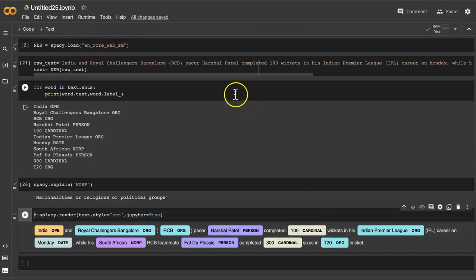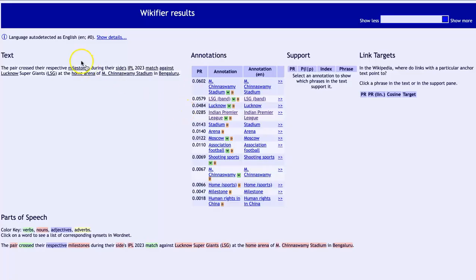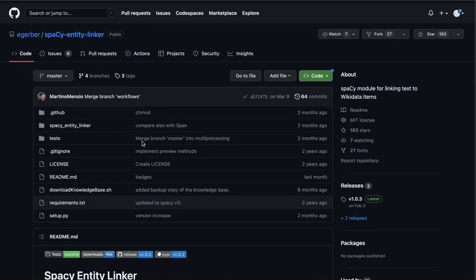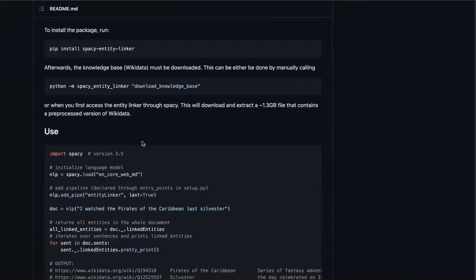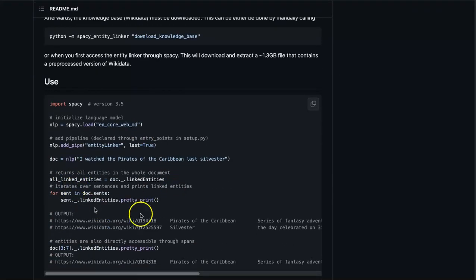Okay, so basically you can use this. There are three things that I have talked about. This Wikifier thing, you can just play with this Wikifier. It is very exciting. You can check how individual words are mapped to different Wikipedia articles. Then this spaCy entity linker, how it will link to different Wikipedia entities.